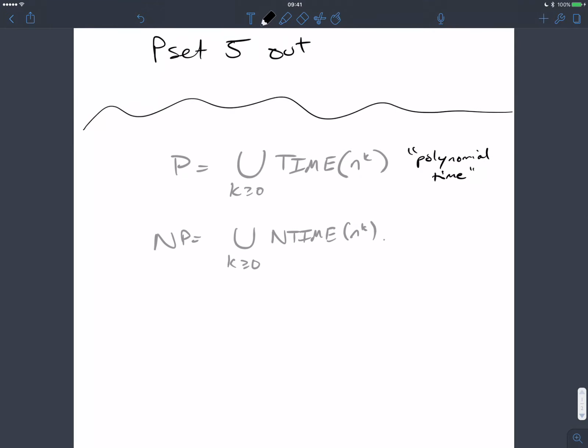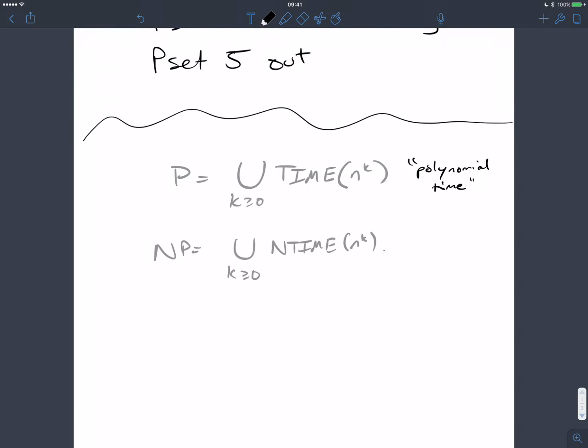And then we've defined an analogous one for non-deterministic machines, which is called NP. So what do you think NP is an acronym for? Yeah, so that's something that is not only a misnomer, but also is close to what people actually believe. So it's kind of weird. It means non-deterministic polynomial time, officially.